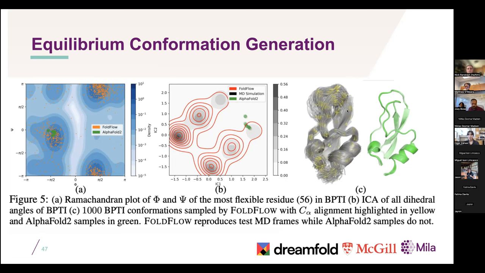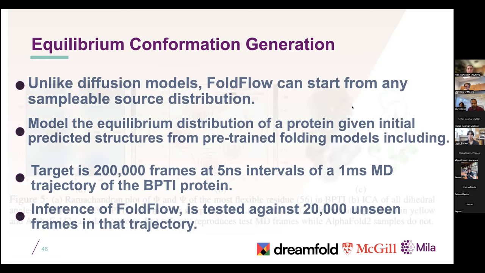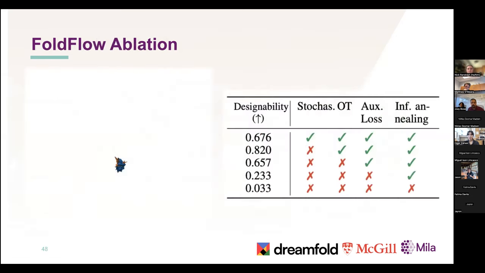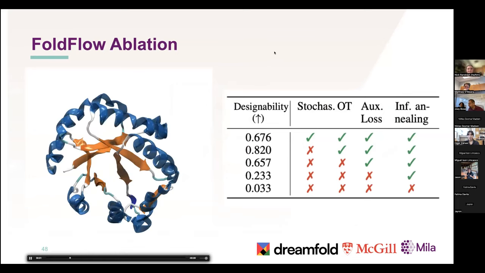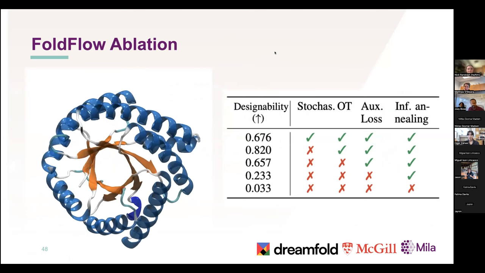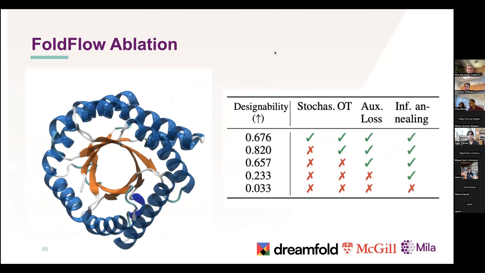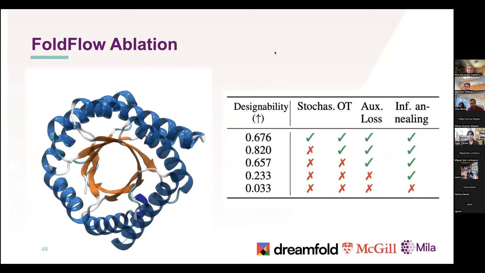So I think the one last thing I want to show is an actual generated sample. This is the trajectory at inference time. You start from almost a blob until you get to a final protein.